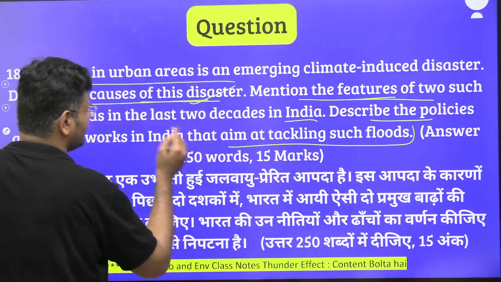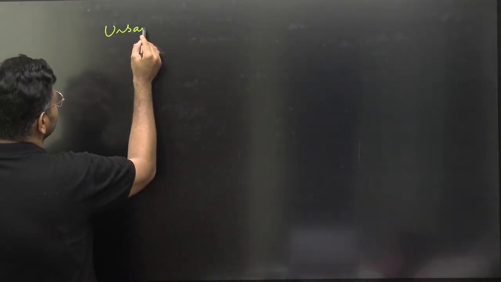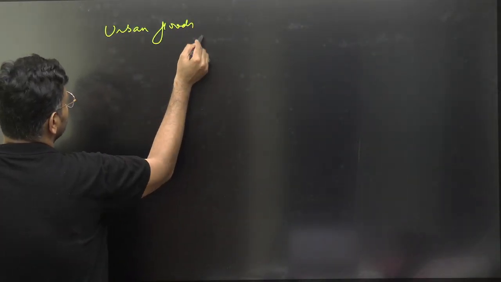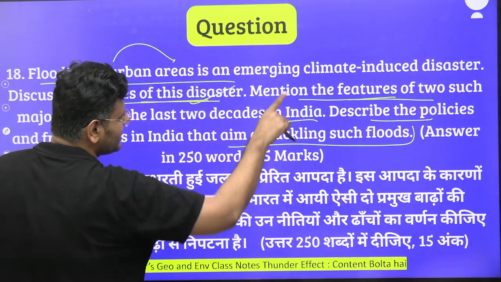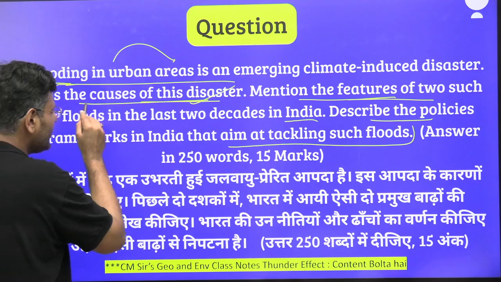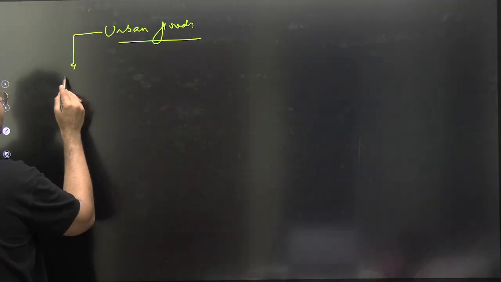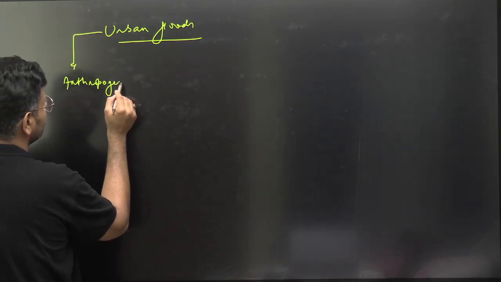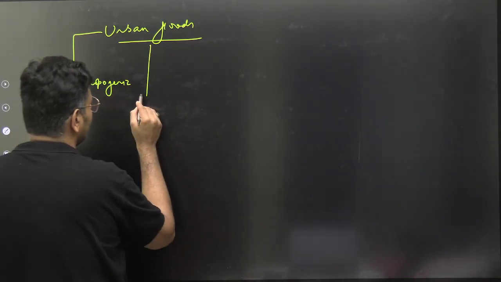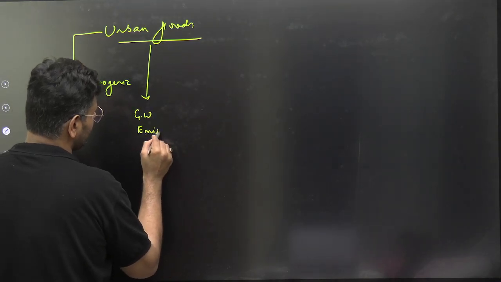Discuss the causes of the disaster. Okay, let's see. When I say, sir, urban floods, see what they're asking is flooding in urban areas, urban floods. It has been an emerging climate-induced disaster. What are the causes, sir? We are the cause, sir. Anthropogenic cause. We are the cause of it. Number 2, global warming, emissions. We are the cause for it also.